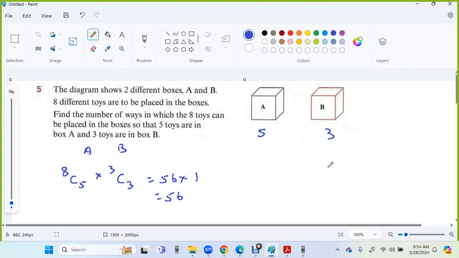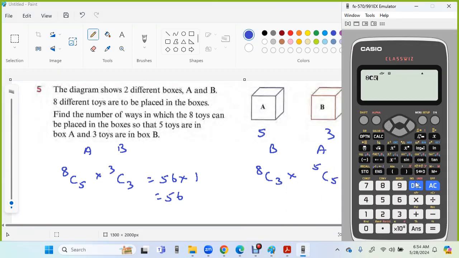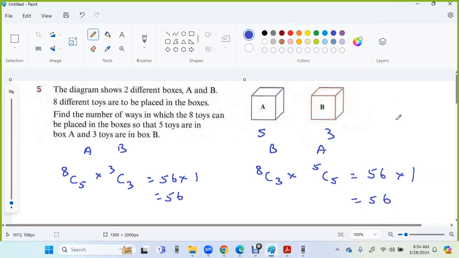Then some student may ask, if I choose the B first, can or not? Can. So for B we have 8 choose 3, then for A we have 5 choose 5. So this one is also 56 times 1, then it will be 56. So 8C3 is 56. You know that nCx equals nC(n minus x). We explained that in question number 2.